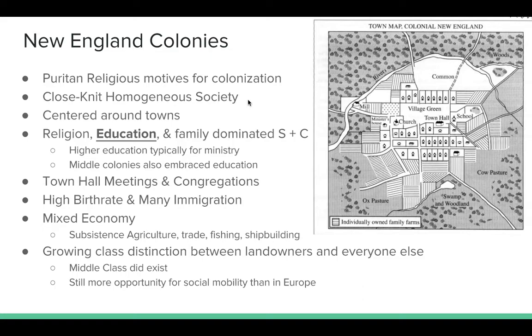Many immigrants came to the New England colonies, but most of them were Protestant. They had a mixed economy due mostly to the geography, and therefore there's very few plantation economics and more fishing, shipbuilding, trade, and manufacturing. The most important city in the New England colonies was Boston.